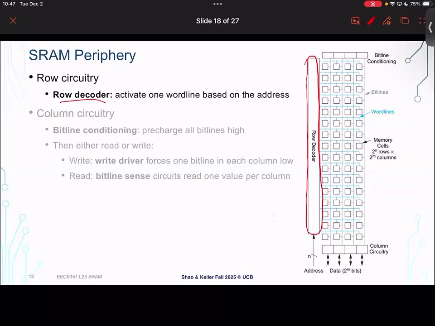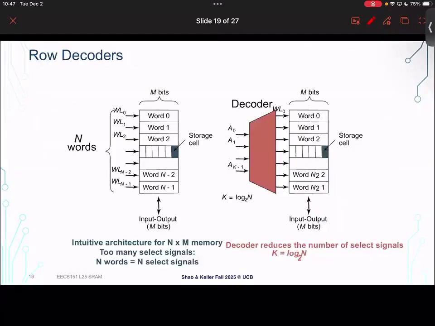All right, let's talk about the row decoder. The row decoder's job is, given an address, to figure out which row to activate. Not too scary. Let's see how it works. Once again, we need to activate exactly one row of the SRAM at a time, because we want to read one bit out of each column. So we can never have more than one row active. How do we do that?